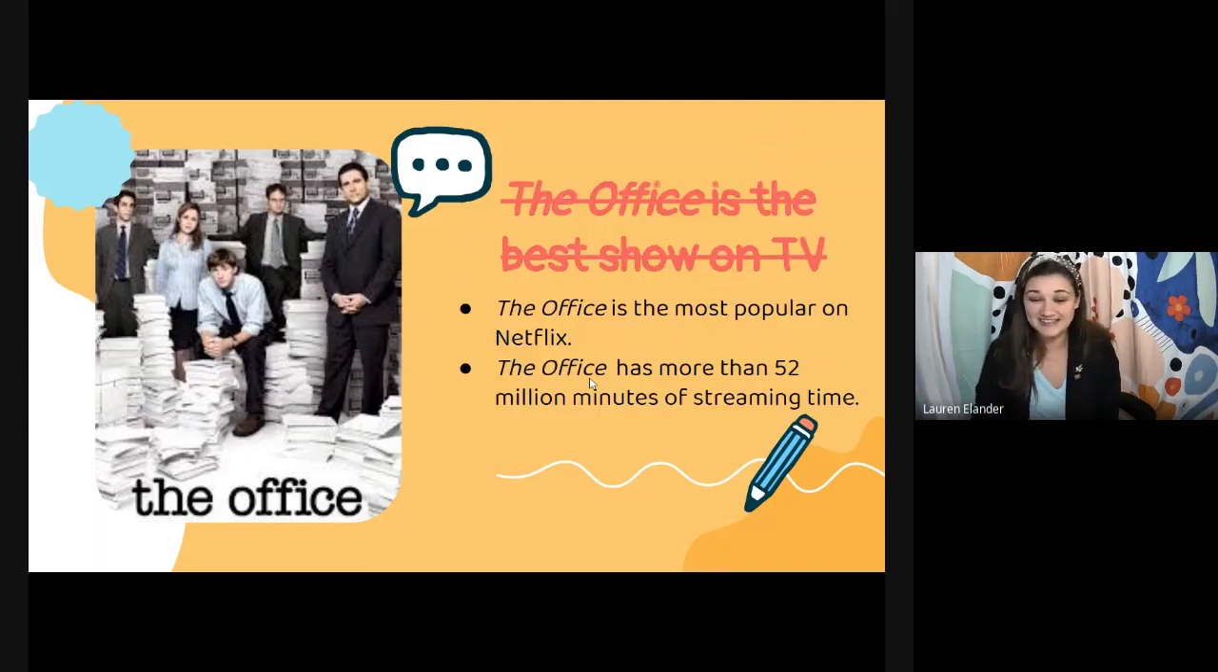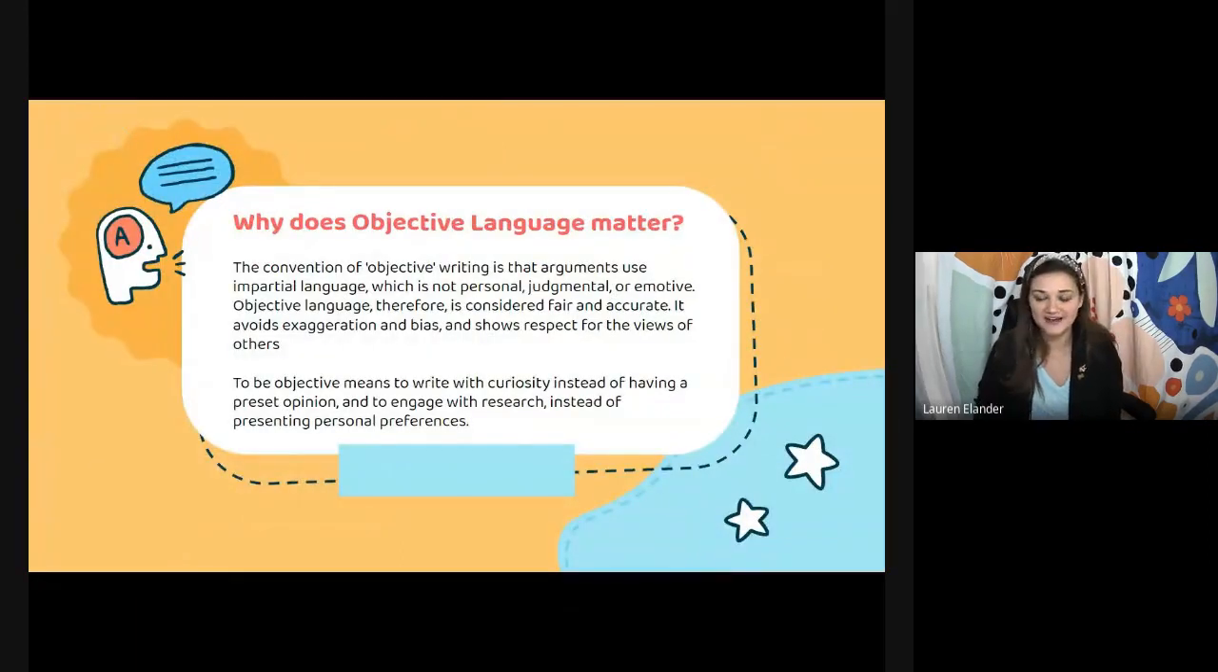When we're writing essays, that's not good. We want to have objective language. Something stronger, a better argument would be The Office is the most popular show on Netflix, or that it has 52 million minutes of streaming time, which is significantly more than any other show on the platform. These things are based on facts and logic, therefore stronger arguments to support throughout an essay. When we're writing, using objective language based off these facts is really important.